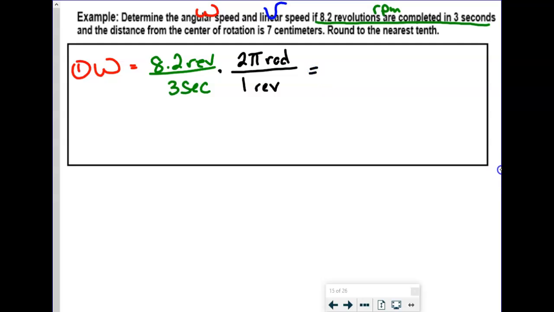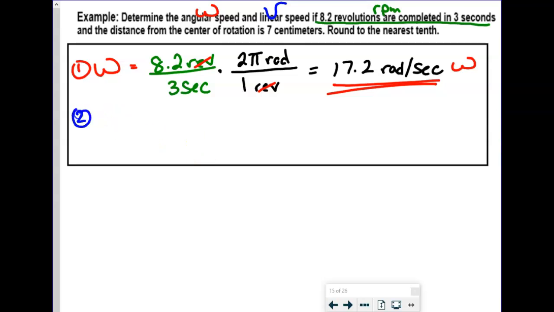And I'm a big believer, even in chemistry and physics classes, that I do this, because now I feel like I am most definitely on the right track. So I throw this into my calculator, 8.2 times 2 pi, I divide it by 3, and I already did this, let me just steal my answer. I got 17.2 radians per second. This right here, this is my angular velocity. That was one of the things they asked me for.